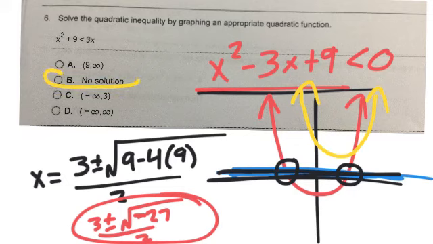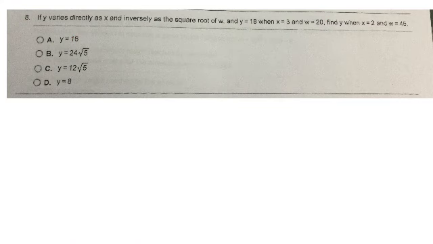So I could say that this one is B, no solution. Okay, so we got a varies problem. So we've got something that varies both directly and inversely. So we just read it.